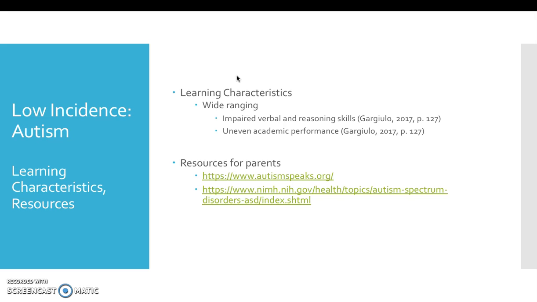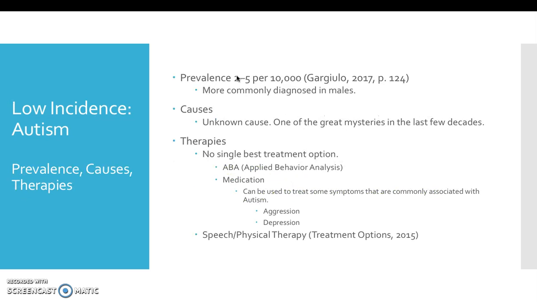I got some resources for parents there. Autism Speaks. I know that's an ABA organization, so it could be helpful. Some people might not like it. The National Institute of Mental Health, that's great. They've got great resources.